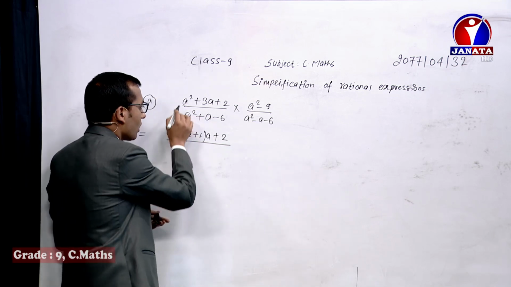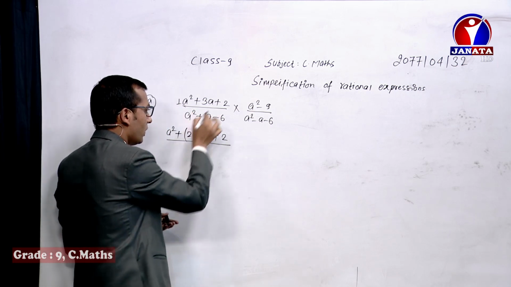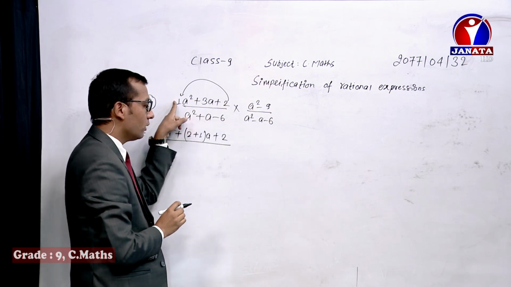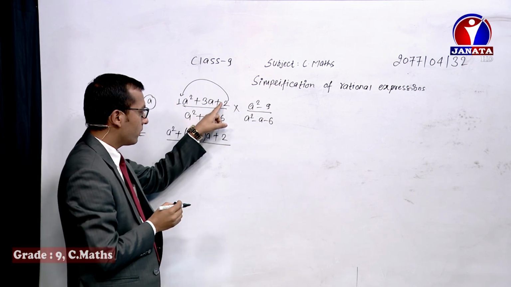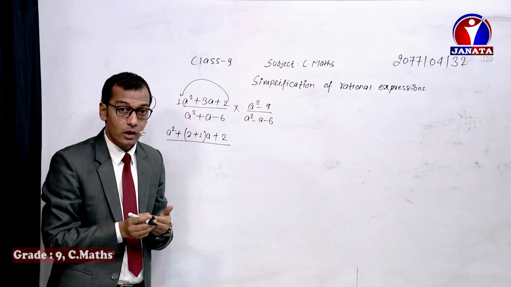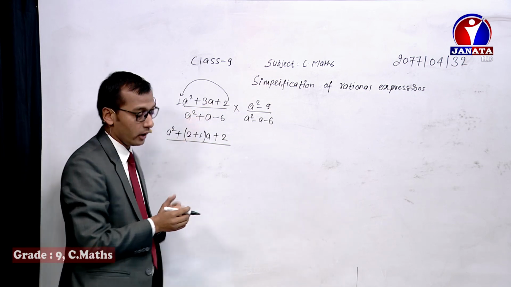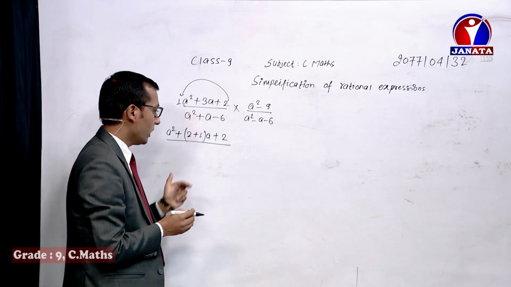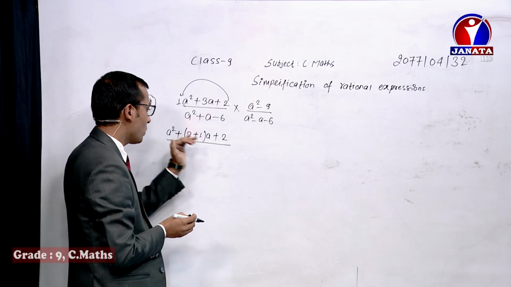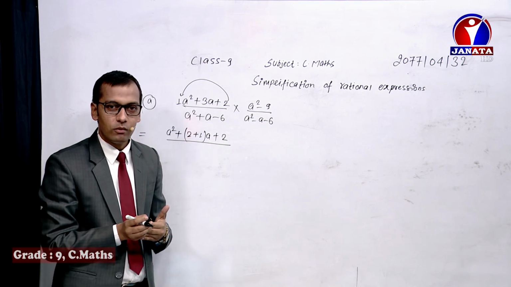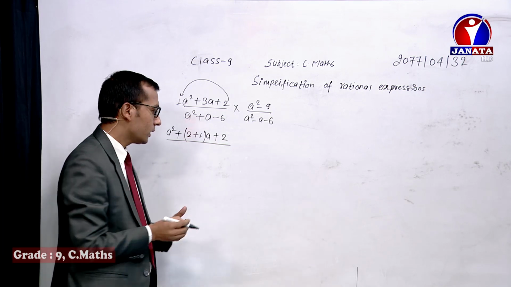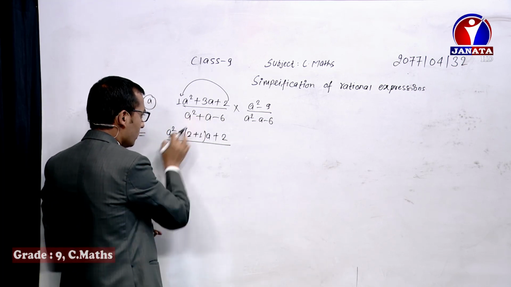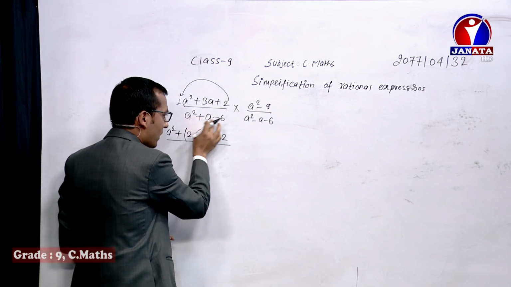Here the coefficient of a square is 1 and the constant term is 2. So what is the product of 2 and 1? 2, and the sign of 2 is plus, positive, so the sum is the coefficient of a, 3. So what are two numbers whose product is 2 and sum is 3? These two numbers are 2 and 1. What is 2 times 1? 2. And what is 2 plus 1? 3.